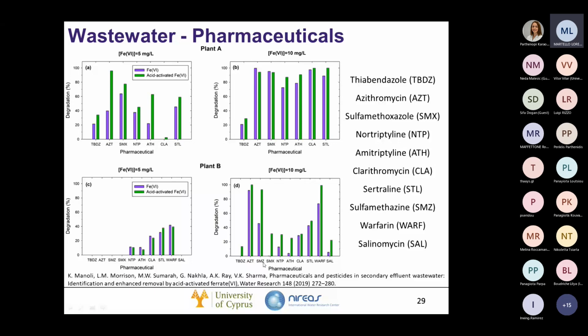Here is an example of sulfamethazine, where we can get almost complete removal with acid-activated iron 6, but only partial removal without activation. Of course, in some cases, iron 6 alone was also effective, but in this study we could show two things: that the acid-activated iron 6 could also be applied in real wastewater matrices, and that the concentration and the contact time may be important to optimize depending on the wastewater matrix quality.